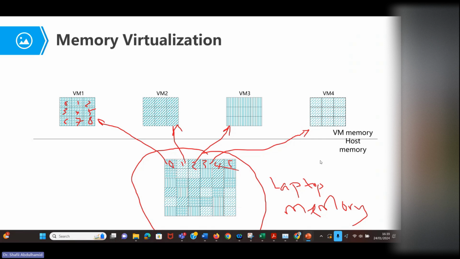Okay, the concept is now look at this line. This line shows that what we have here is the host memory. What we have up there is the virtual machine memory. But actually, all the virtual machines that you create on your device are still sharing the same memory of your computer. So if your computer has only 8 gig memory, for example, it means that the first virtual machine will take a small slice of the 8 gig. Let's say 1 gig is assigned to it.